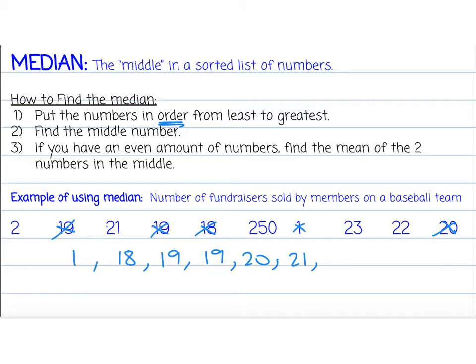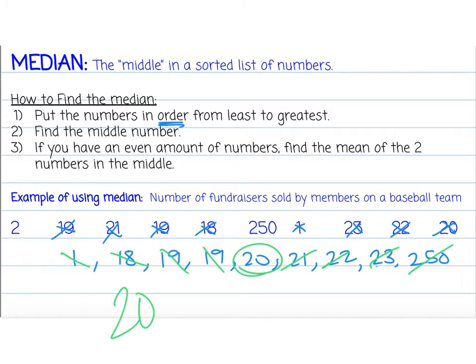21, 22, 23, and 25. So now that I have them in order from least to greatest, I go through and cross them out, one of the least, one of the greatest, least, greatest, least, greatest, until you get to the middle number. So that means the median for this set of data is 20.